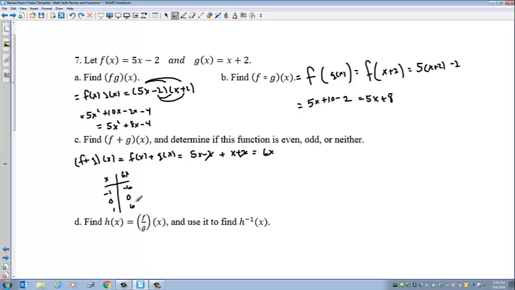So I think this might be an odd function, and you can even graph it. And if you graph it on your graphing calculator, you'll see that it looks kind of like this, a line, and it has the same heights over here as over here, they're just the opposite. So this is an odd function.